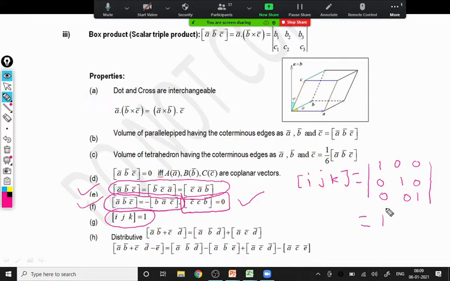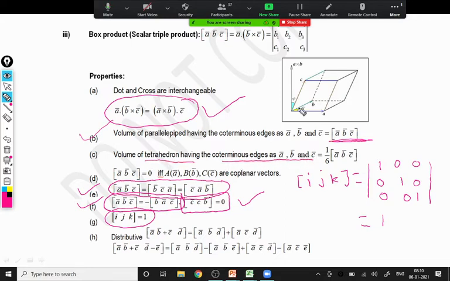Now, another property says that dot and cross are interchangeable. Means when we write A dot B cross C, we can say it is equal to A cross B dot C. So this is also true. Now another property says this box product actually represents the volume of the parallelepiped, which we already saw. So whenever we are given that A, B, C are the coterminous edges of a parallelepiped, then the volume of that parallelepiped is the box product ABC. Not only that, we can find the volume of a tetrahedron whose coterminous edges are A, B, C.